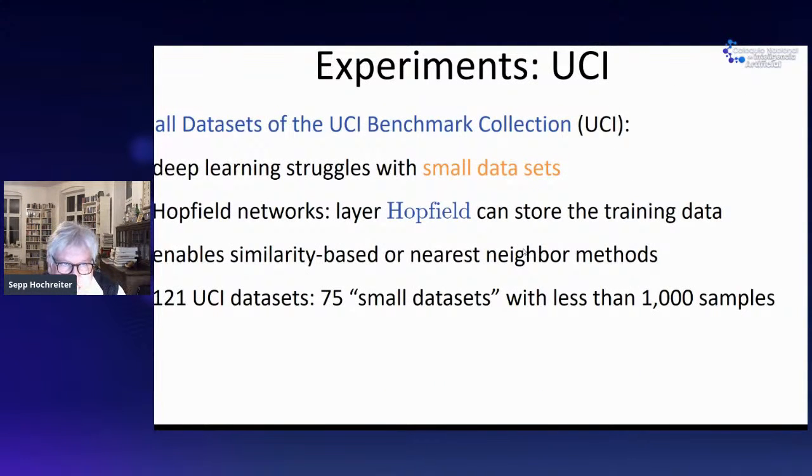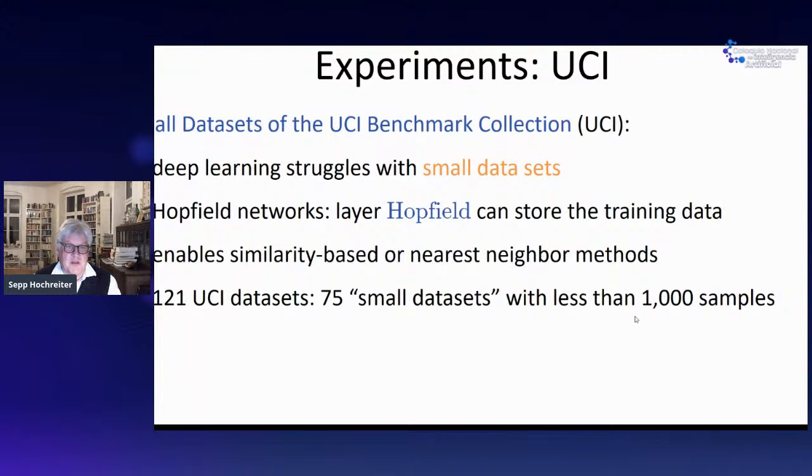So next data set, we tried our Hopfield networks, our deep learning architectures equipped with Hopfield networks, on the UCI benchmark collections, but we selected only the small data sets. The small data sets are the data sets which have less than 1,000 examples. And this is where we say, hey, deep learning does not work for small data sets. We need a lot of data.